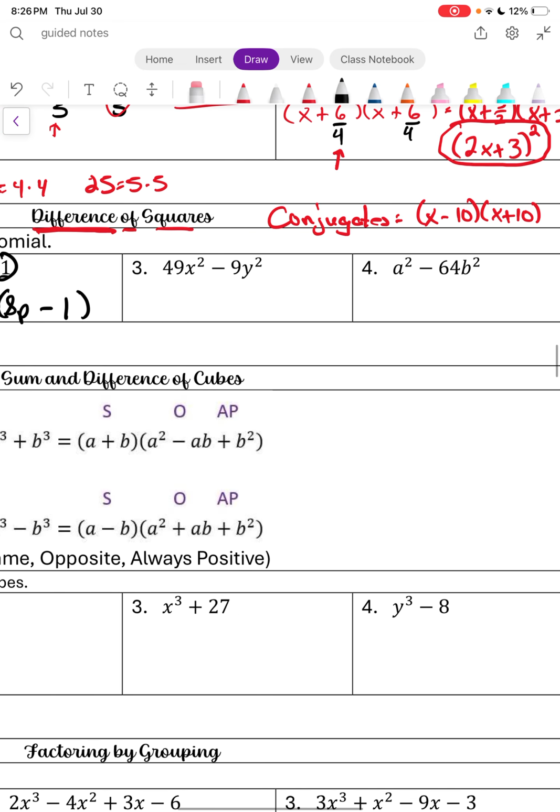Next one. Difference, both of them are perfect squares. Two sets of parentheses. Difference of squares factors into conjugates. 7x times 7x gives you a 49 and an x squared. Plus and minus. A 3y and a 3y would multiply to give you the 9y squared.